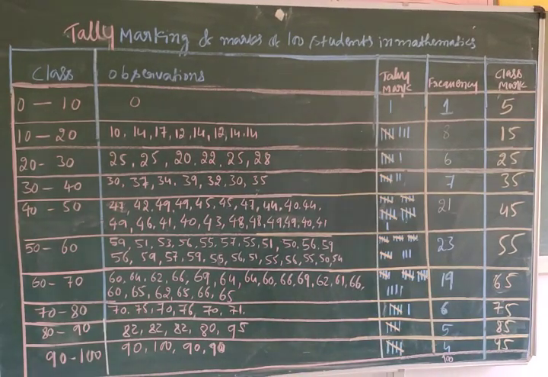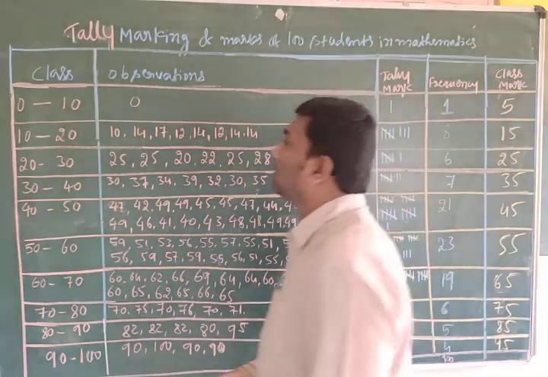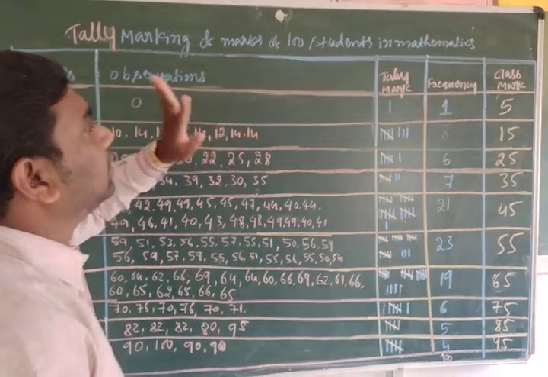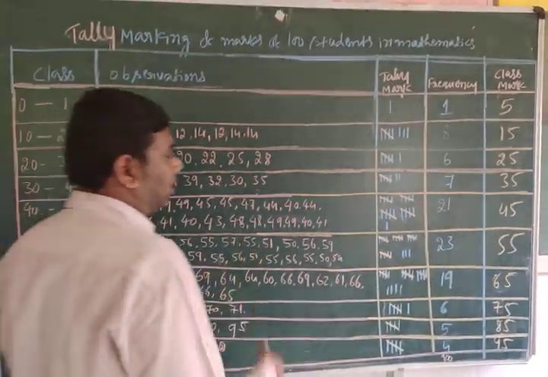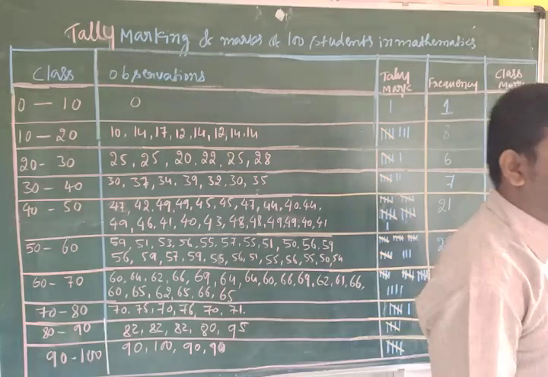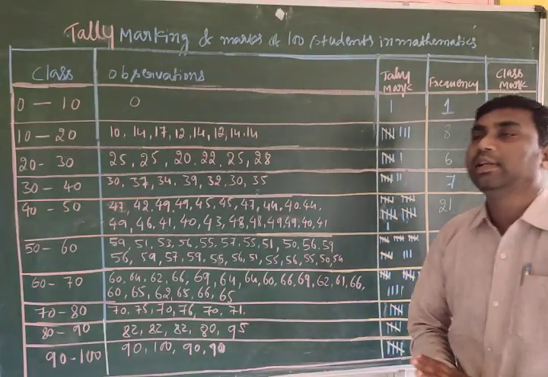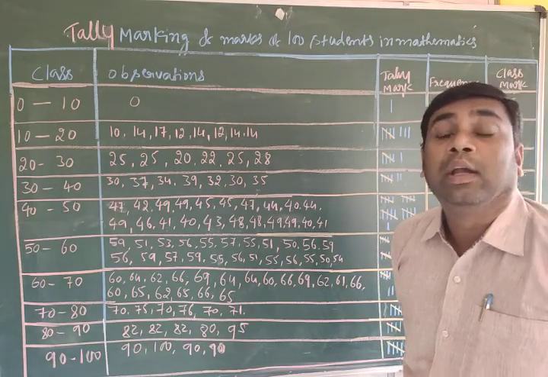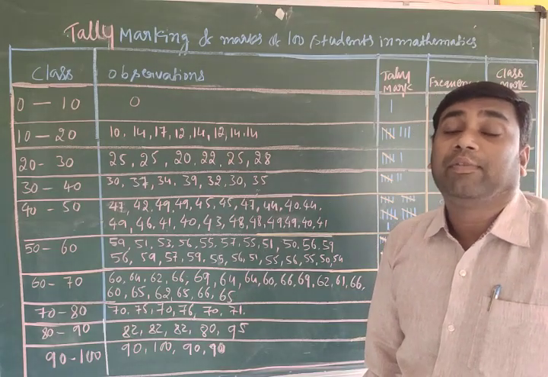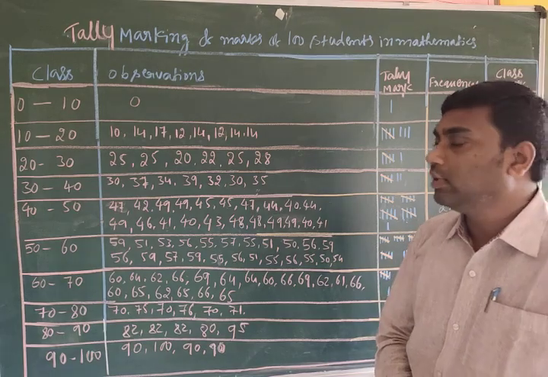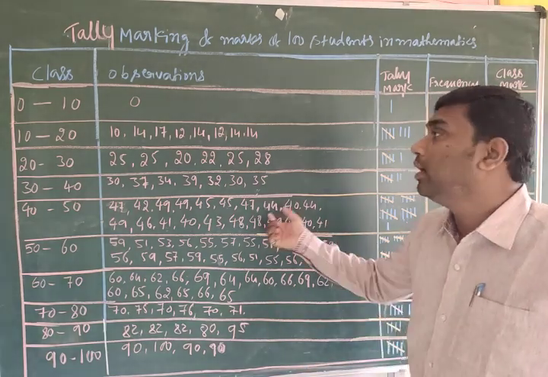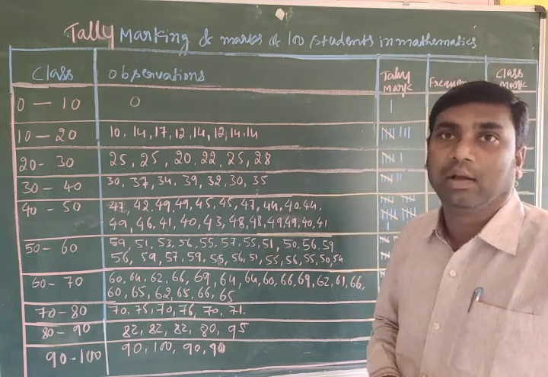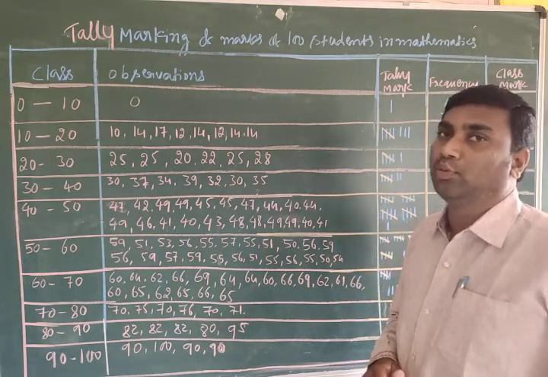Hello students, see here, this is the tally marking of marks of 100 students in mathematics. This is the purpose we have to discuss. We were already discussing the 4 questions of frequency distribution. In the last question, how we can find out the frequency, for that sake I am going to explain this. This is also very important. It will come as a practical oriented question, project oriented question.